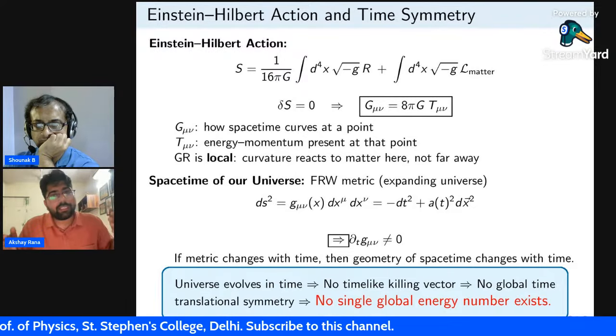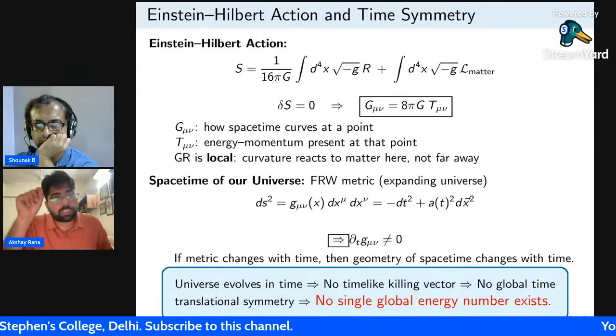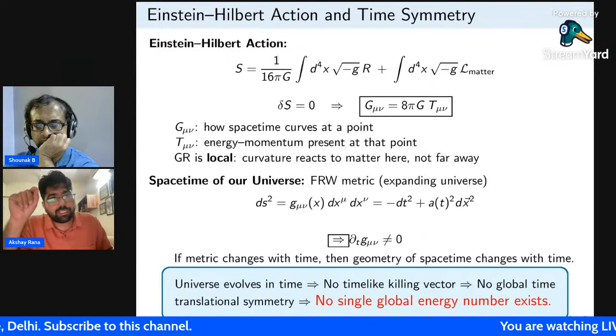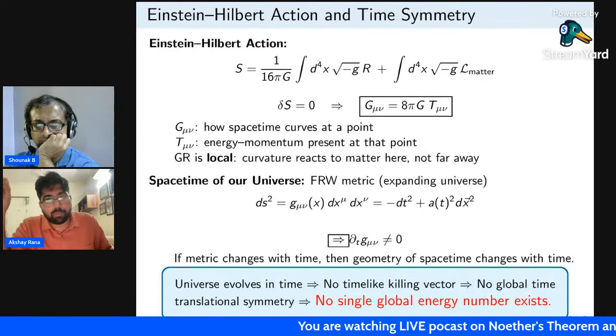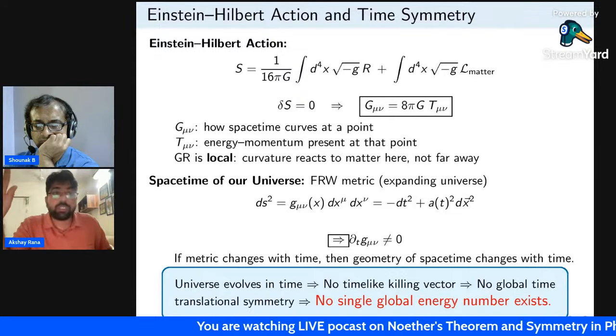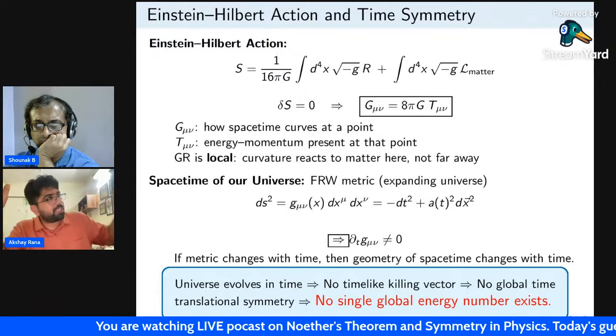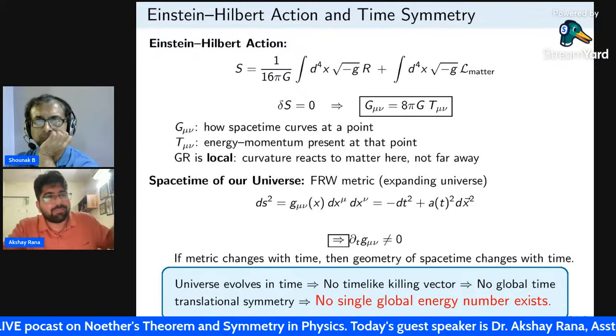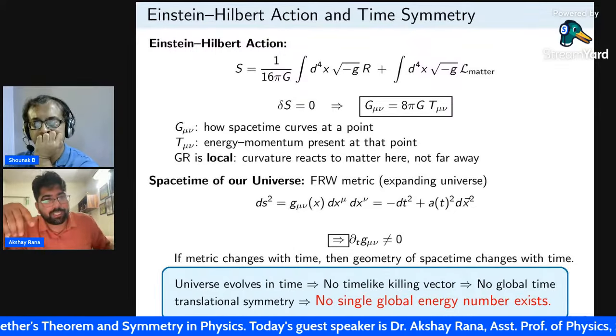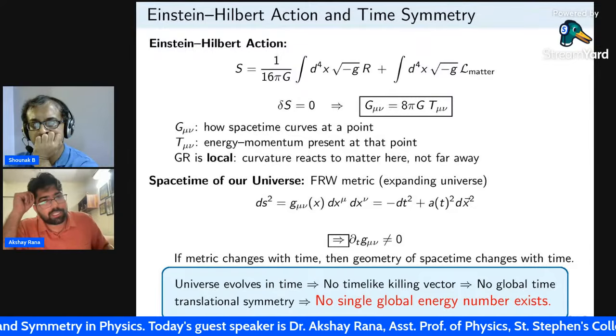You cannot put a constant number on the total energy of the universe. No single global energy number exists. So there is no total energy of the universe. You cannot say the total energy of the universe is so many joules, or any number in terms of units. You cannot put a number to the total energy.